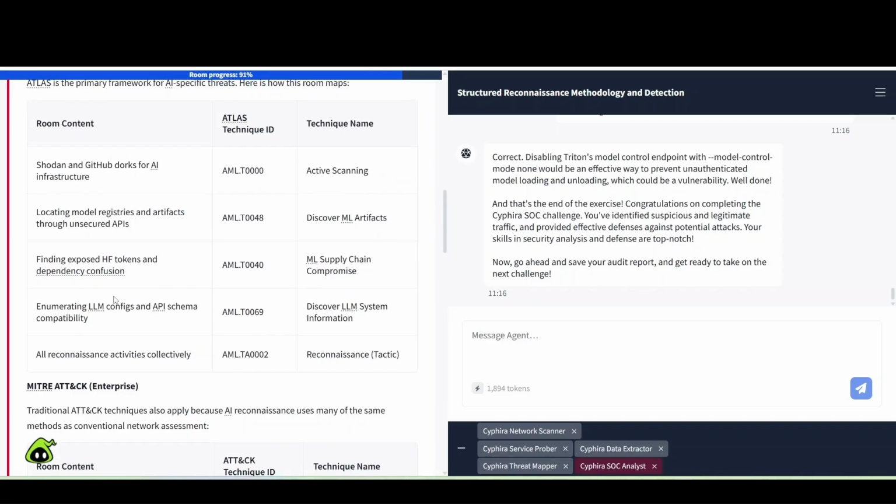You can go ahead and pause the video and review it yourself. So Shodan and GitHub dorks for AI infrastructure, the ATLAS technique ID AML.T0000, active scanning, technique name, and you can see so on and so forth.